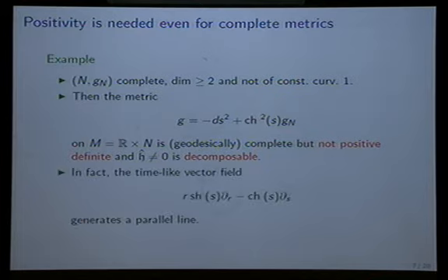In fact, this vector field, which is time-like, generates a parallel line. So this vector field shows that the holonomy is decomposable, but it is not trivial, because if it were trivial, then this cone would be flat. It's not flat.